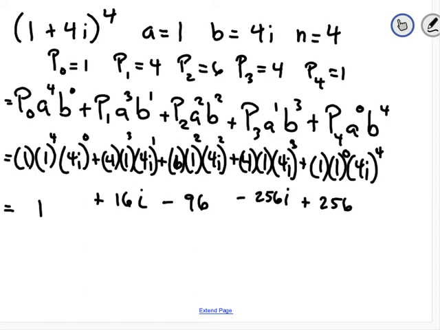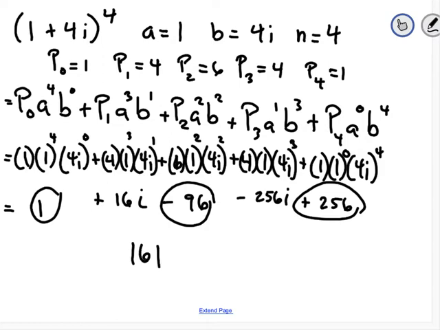Right? So when we combine like terms, you combine the 1, the -96, and the positive 256, you're going to end up with 161. And you combine the 16i with the -256, you're going to end up with -240i. Right? So this is how you do this one, and this is the answer. Now again, like I said, this is detailed. It takes a little bit of time, but it will take a little bit longer if you multiply all of this all the way out 4 times and FOILed it. So this is that process, right?